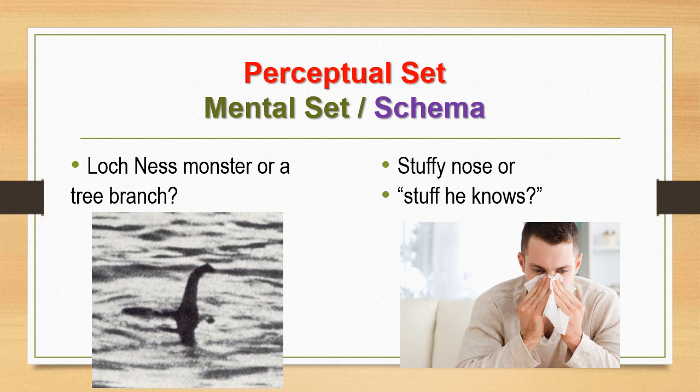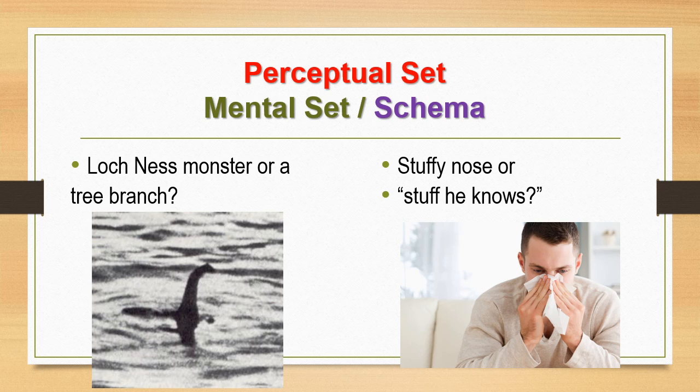But if your perceptual set is that that does not exist and it's scientific only, and you have to show me the proof, and there's no proof that's been found, so it must be a tree branch, then that's going to be your perceptual set.